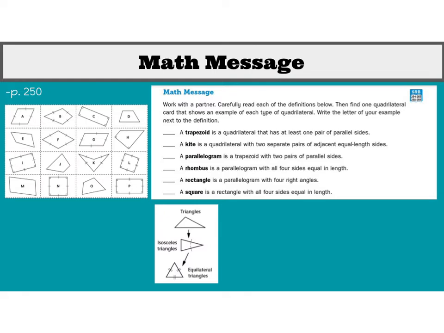And it tells us that we need to work with a partner, read all the definitions below, find one quadrilateral card that shows an example of each type of quadrilateral, and then write the number or letter of your example next to the definition. So what we're going to be looking for is trapezoid, kite, parallelogram, rhombus, rectangle, and square.